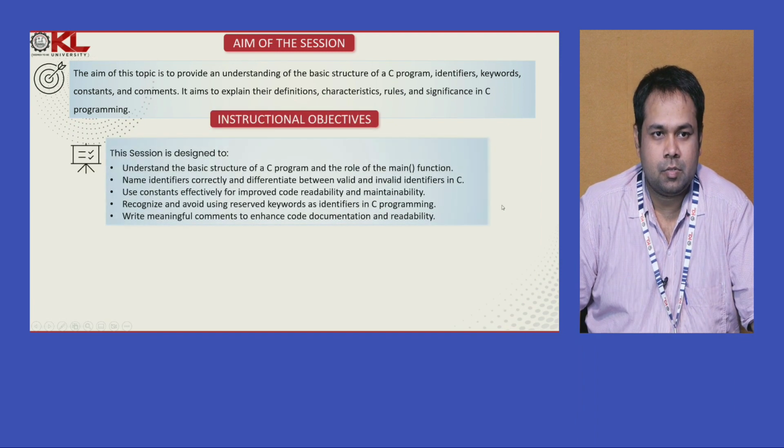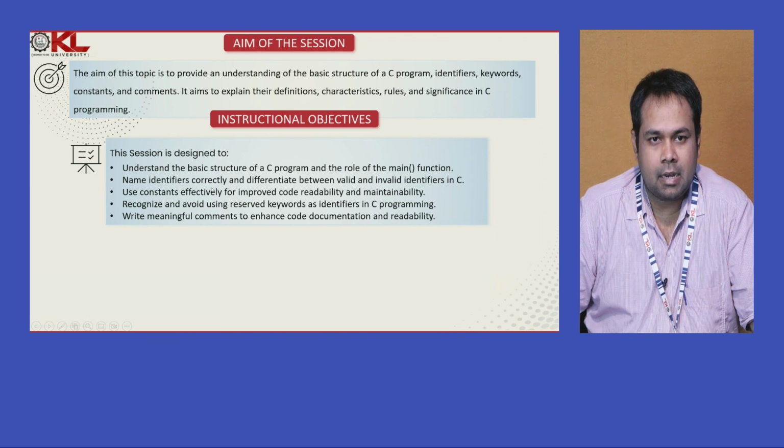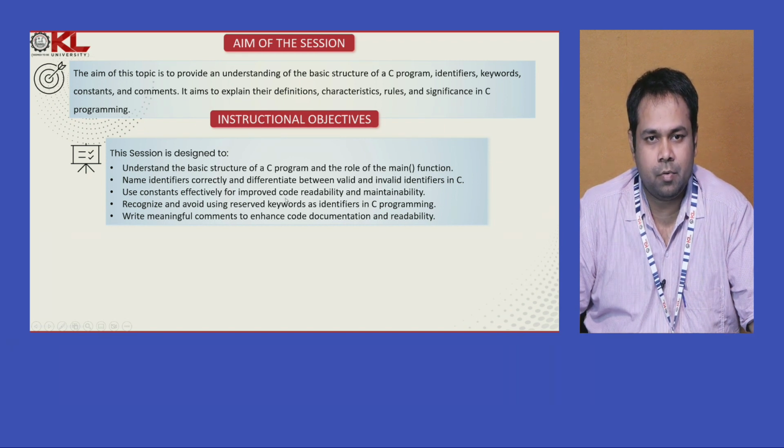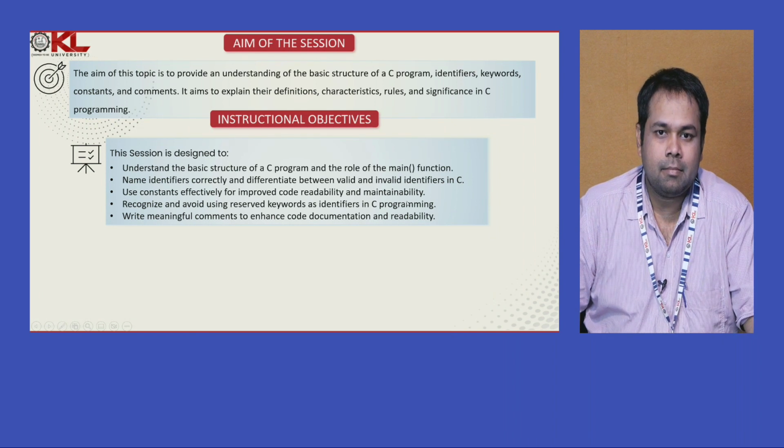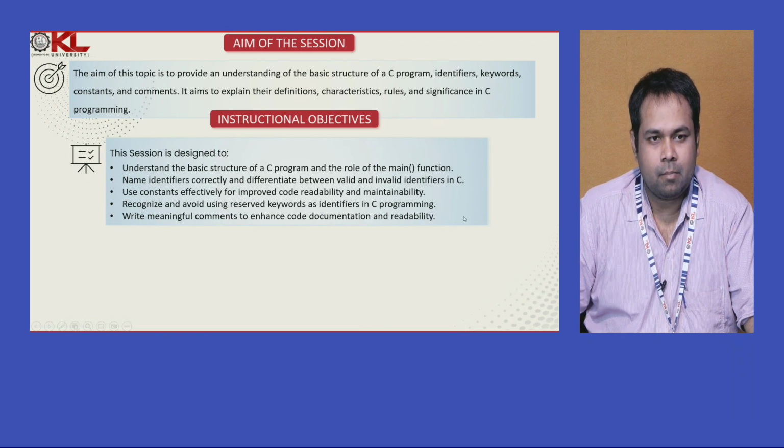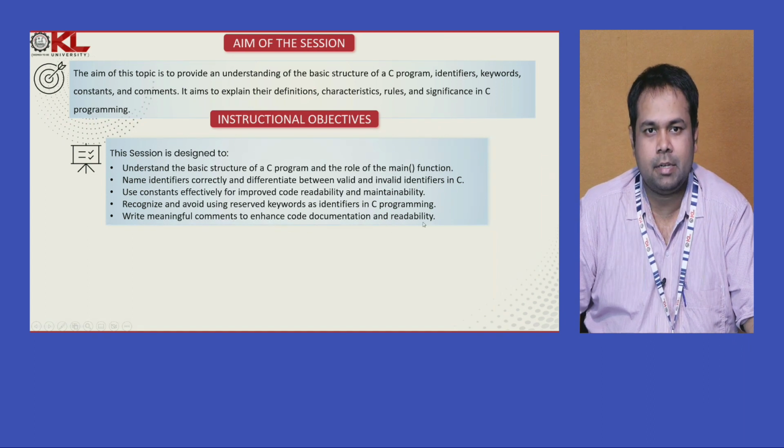Instructional objectives. Very first, understand the basic structure of C program and the role of the main function. Second, name identifiers correctly and differentiate between valid and invalid identifiers in C. Use constants effectively for improved code readability and maintainability. Recognize and avoid using reserved keywords as identifiers in C programming. Write meaningful comments to enhance code documentation and readability.